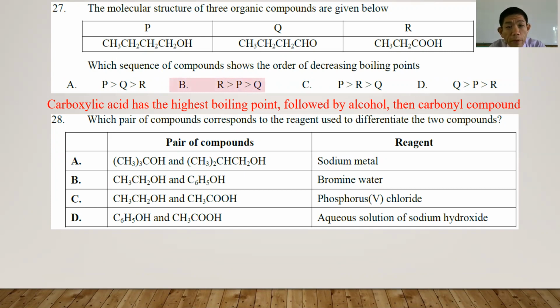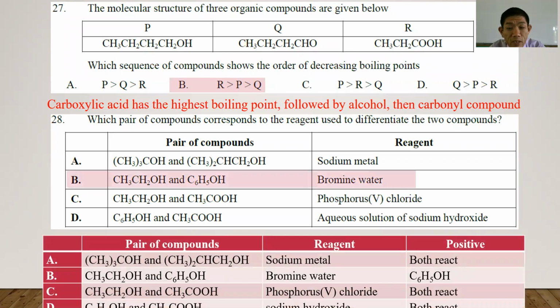Number 28, which pair of compounds corresponds to the reagent used to differentiate between the two compounds? So A, sodium metal. Can sodium metal react with both compounds? Yes, because they both contain OH. And then B, what about bromine water? So alkyl alcohol cannot react with bromine water, but phenol can. So B seems like one of the best answers so far.